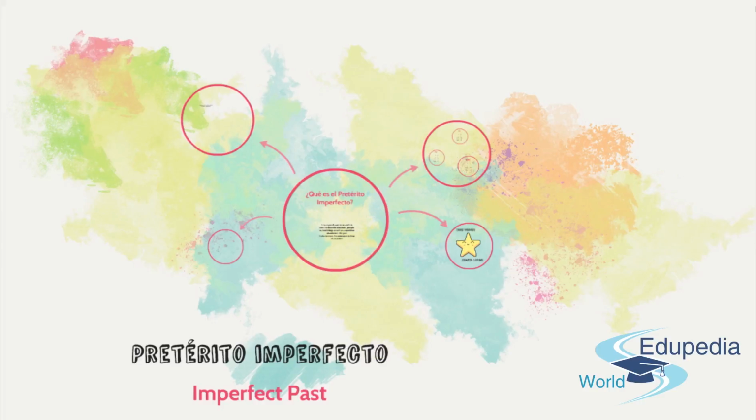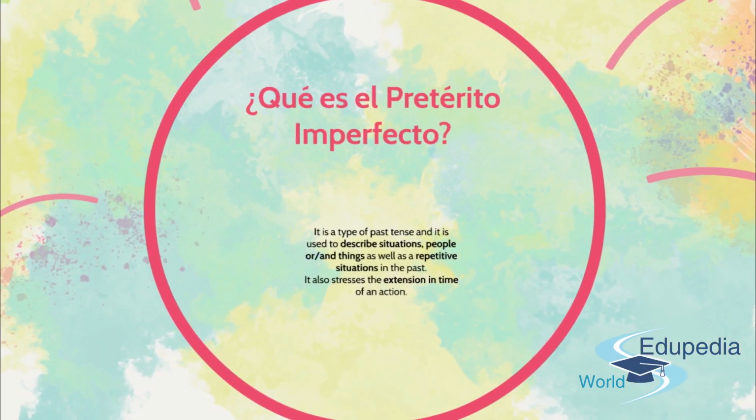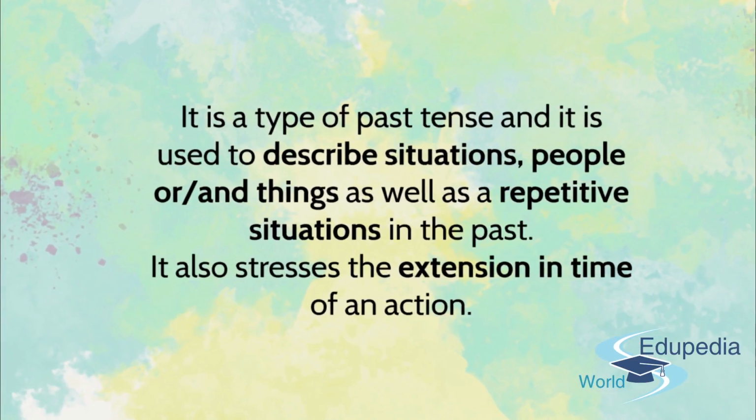In today's video we're going to take a look at one of the past tenses in Spanish, in the indicative. We are going to look at the pretérito imperfecto, or imperfect past. This is a brief video with an explanation of how to use it and how to conjugate it, okay? And we're going to practice in the next video. So take a look at this, try to learn it, try to understand it, and let's go for it.